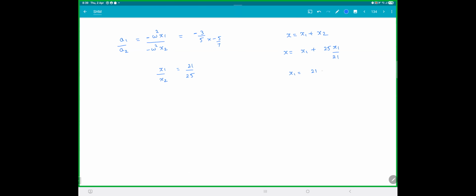Yeah, perfect. Take this and put it in equation 1. So we know a1 is equal to minus omega square x. So take this and substitute in this. Why do I get a feeling I messed up something here? 21 by 25. x2 is 25 x1 by 25.